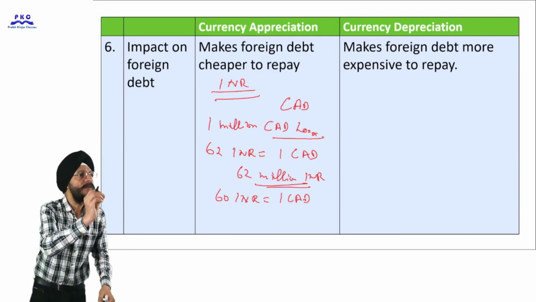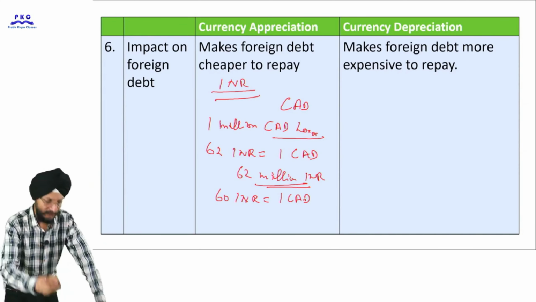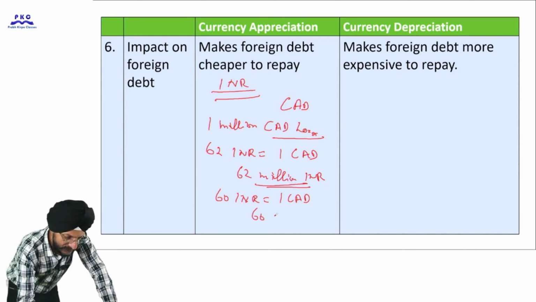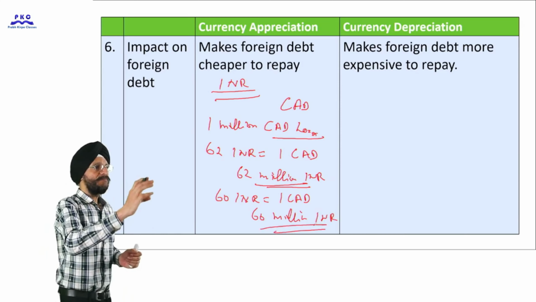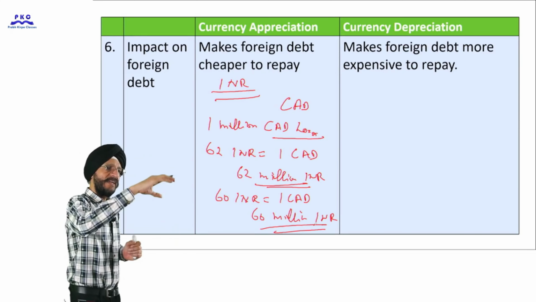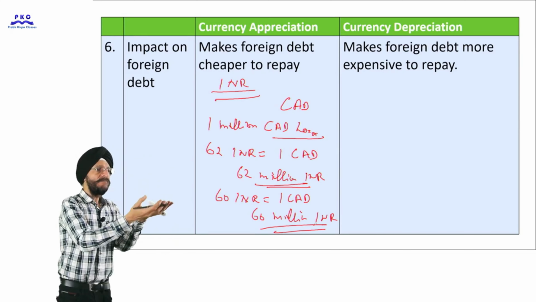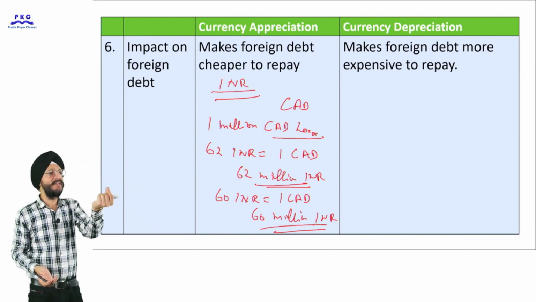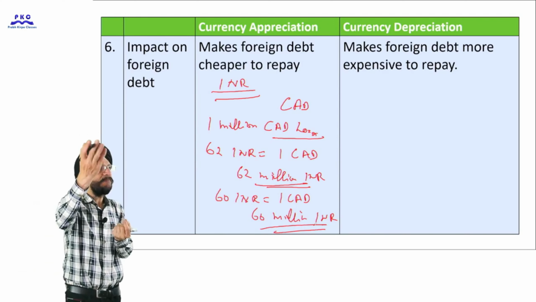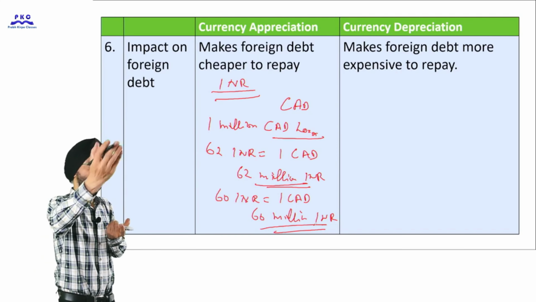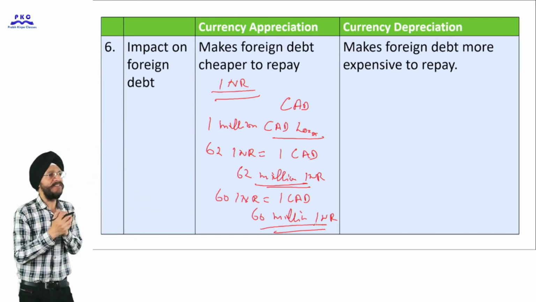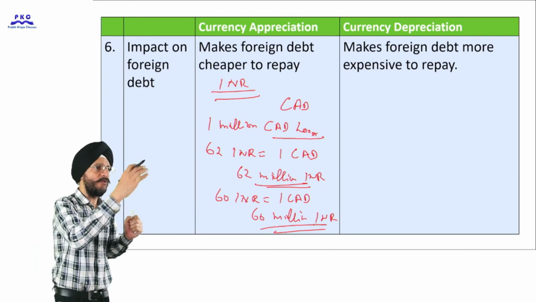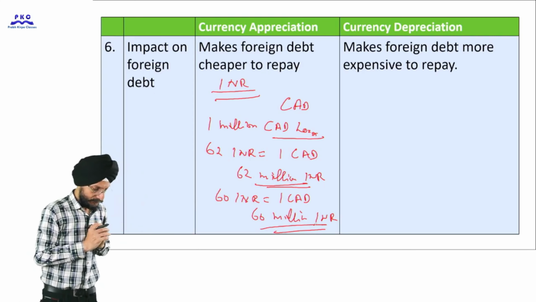Now the Indian government will have to pay somewhat near 60 million Indian rupee. That is, it will have to pay less in Indian currency. That is, it will require only 60 million Indian rupee. It will convert the same into foreign currency, that is Canadian dollar, and repay the loan. So currency appreciation is beneficial or positive for the borrowers.